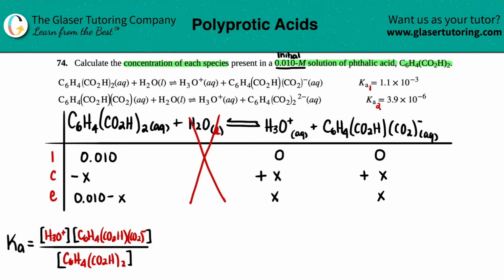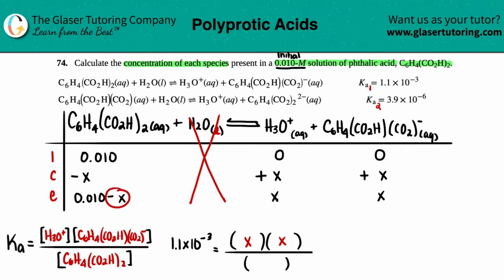Okay, so now we're just going to put in the numbers. 1.1 times 10 to the negative third equals something divided by something, right? We got two things on the top being multiplied by each other and one thing on the bottom. So H3O plus was X. The conjugate base was also X. And now here's the issue, guys.